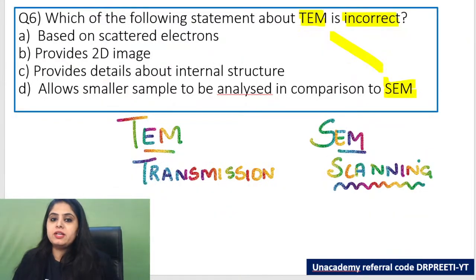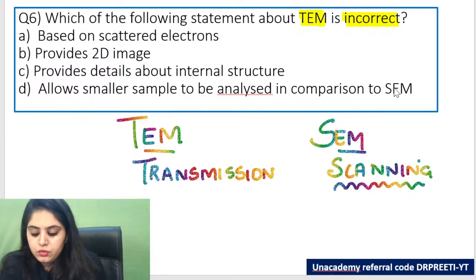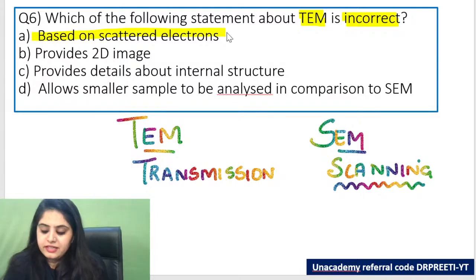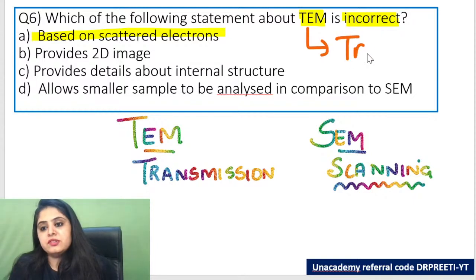Let me come back to my question. Now answer please. Which of the following statements is something that you find incorrect about TEM? I think the first one only has told you. Based on scattered electrons. Is TEM based on scattered electrons? No, TEM is based on transmitted electrons.